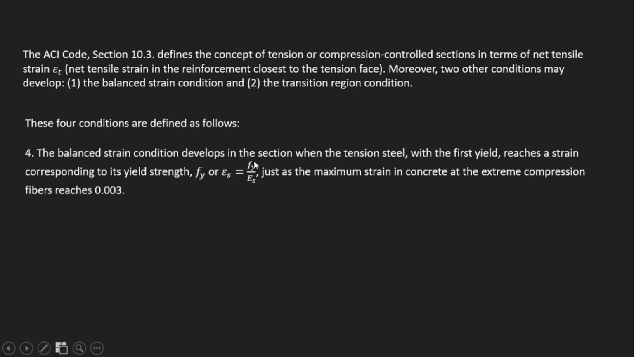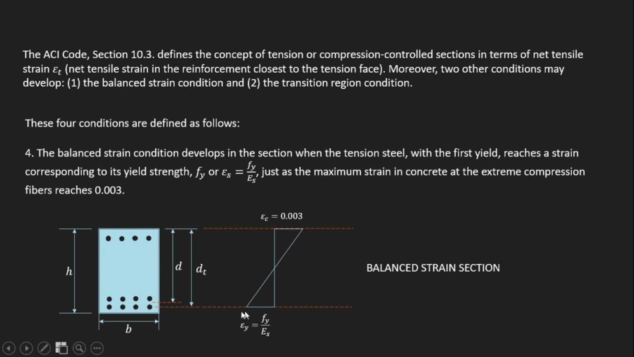If that is equal to fy over Es, tapos naabot natin nga yung maximum strain in our concrete at the extreme compression fibers reaches 0.003, that is balanced condition. So ito yung drawing niya. Pag naabot natin to, at the same time ito, that is balanced strain condition. Tandaan nyo lang guys yung mga ginagamit ko na mga variables. Basta pag mayroon tayong 2 or more layers, tapos i-check natin kung anong condition siya.